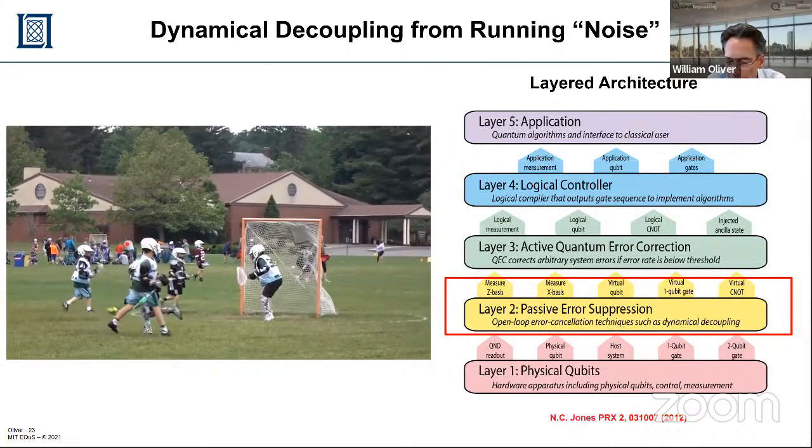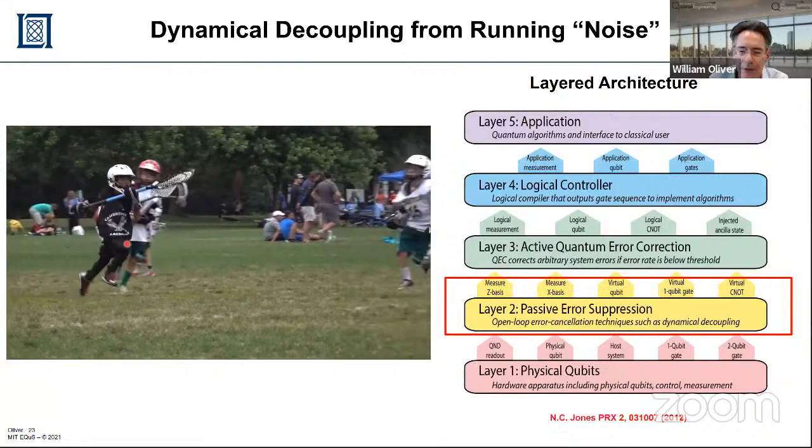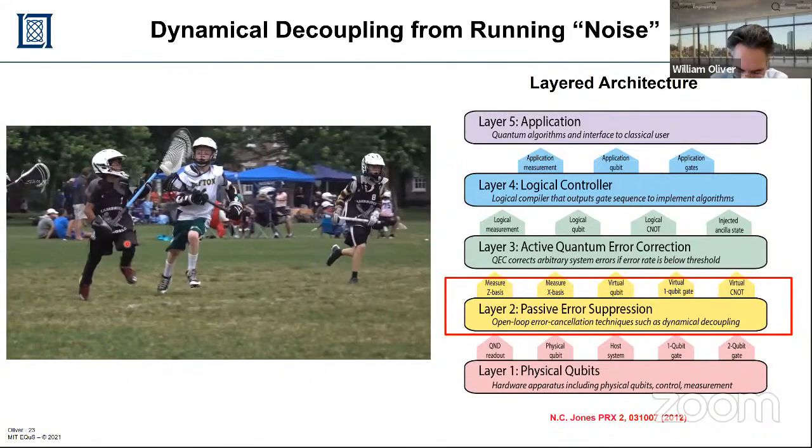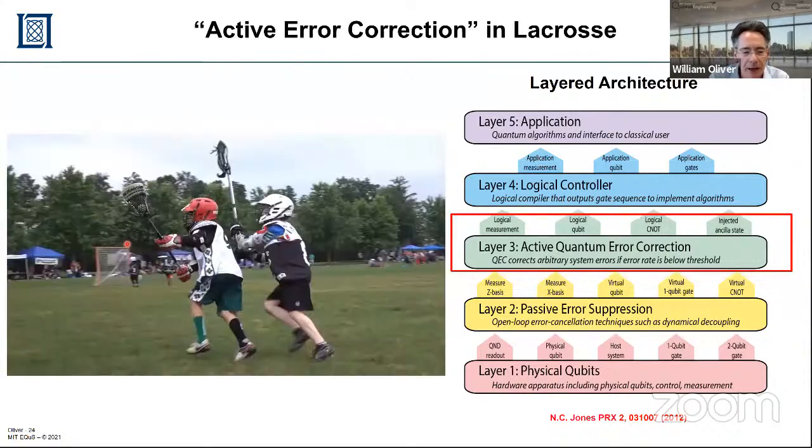All right, so that's what you do, but it's passive. You're not measuring if something happened. You just always do it. You always do this cradling because you know it's a good idea. All right, and that gets rid of a lot of errors, but not all of the errors.